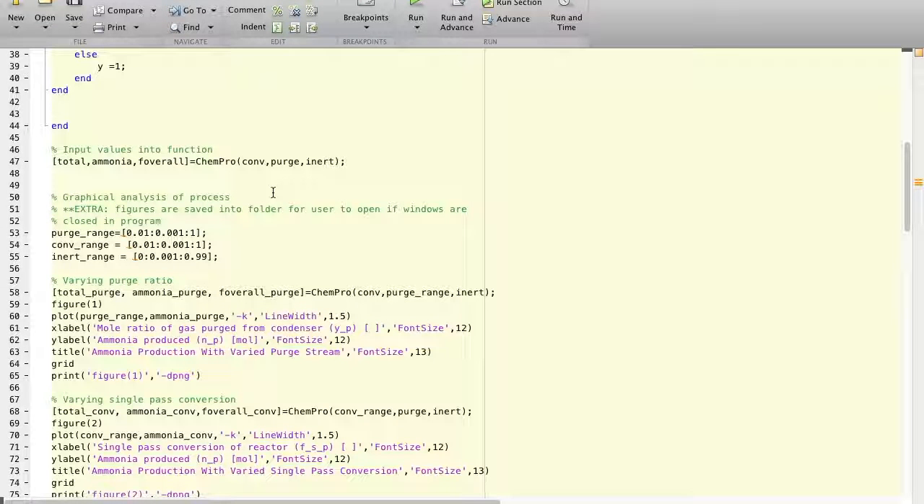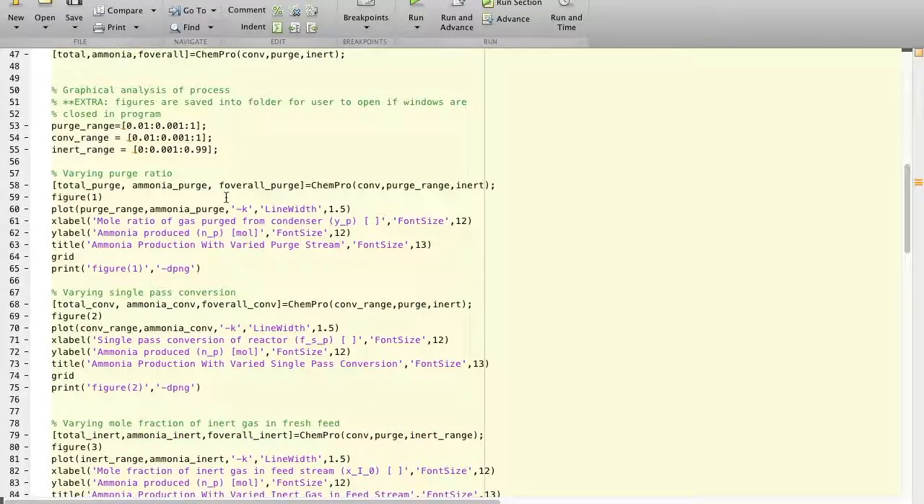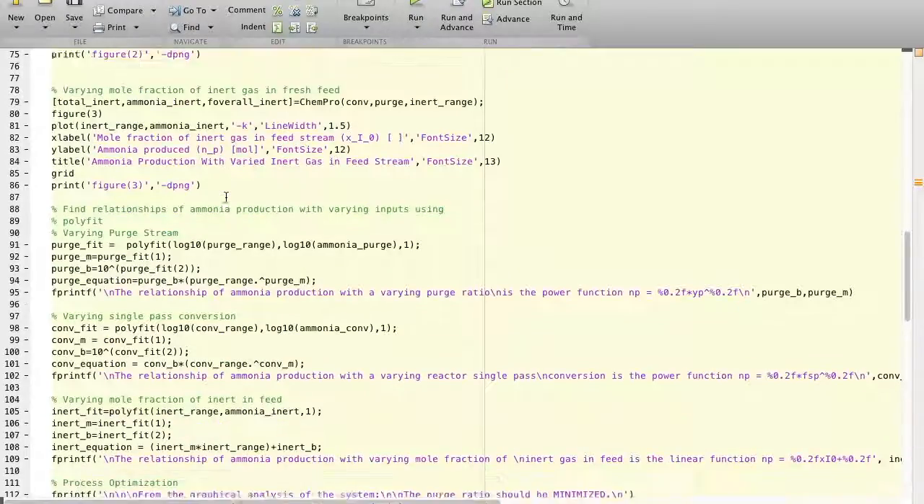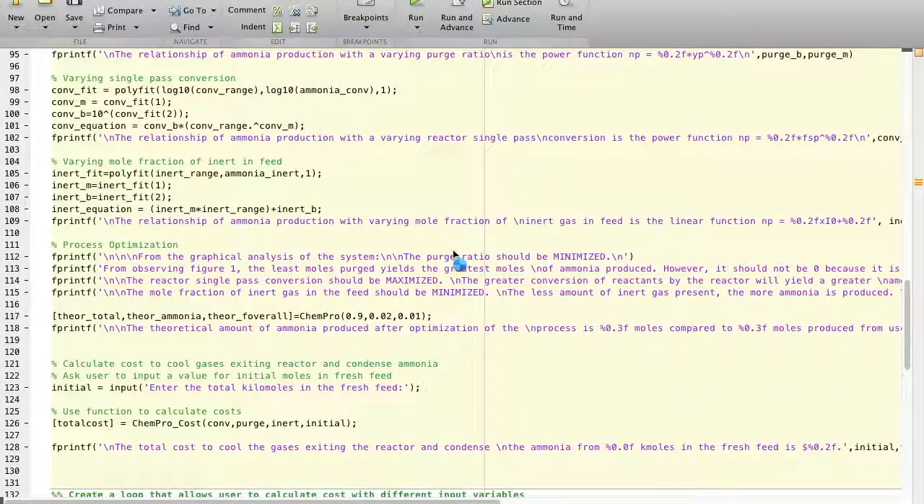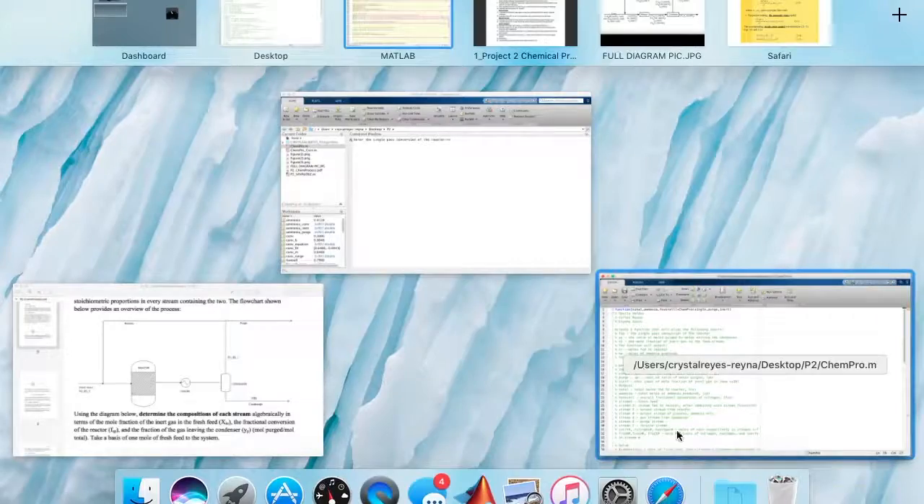So after our function does all the calculations, we're going to come back to our main code, and then we're going to graphically show our results. Let's actually go ahead and run our program now to see what our graph outputs look like. So we go ahead and run.